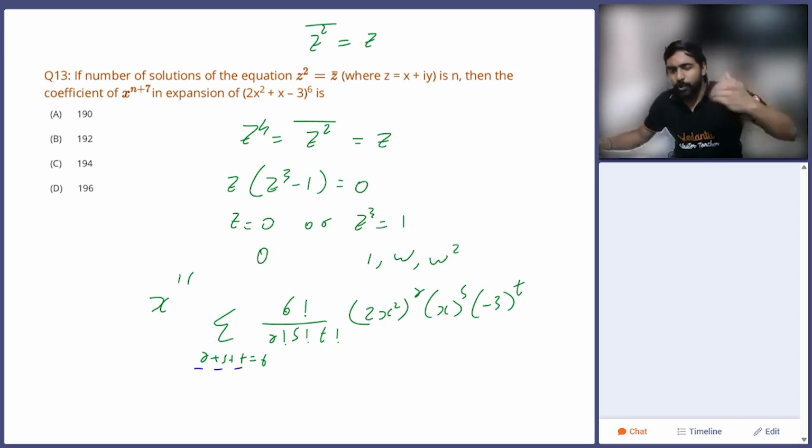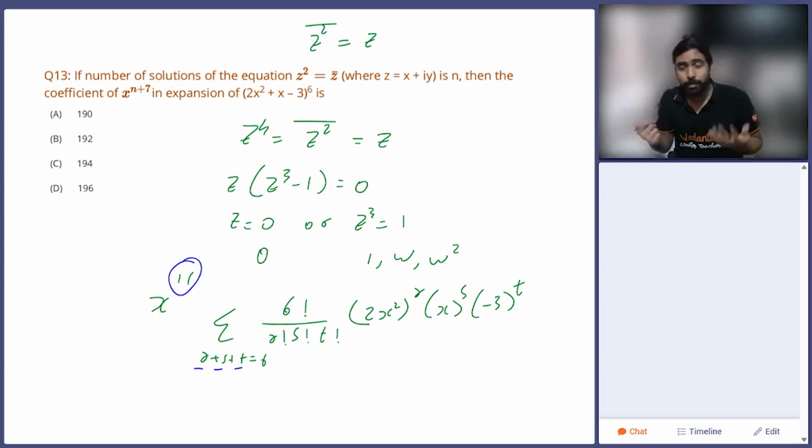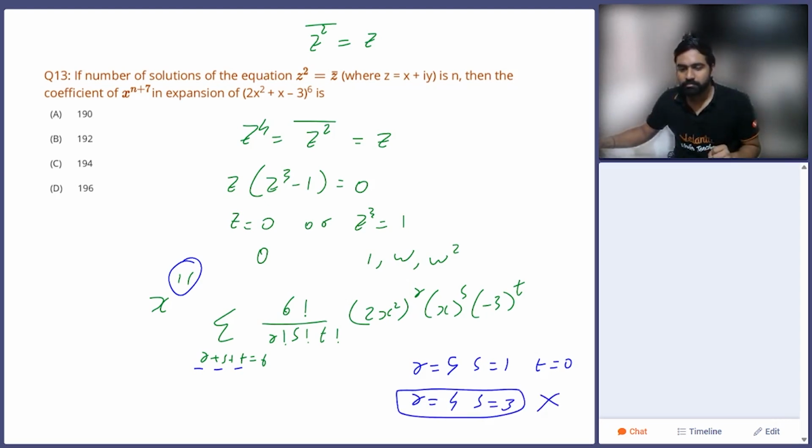Now see, I have the 2r term over here. I need to create a power 11. So I need to ensure that 2r is pretty big, right? Because if 2r is not big enough, I'll not be able to create 11. So if I take r equal to 6, then it becomes 12, which is a bit higher. If I take r equal to 5, then I can take s equal to 1 and t equal to 0. This is one possibility. Can I take r equal to 4? Because at r equal to 4, I will need s equal to 3, but that's not possible because r plus s plus t has to be 6. So there's only one possible combination, which is r equal to 5, s equal to 1, t equal to 0.